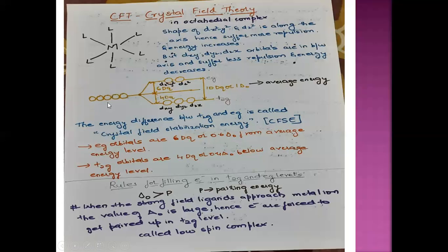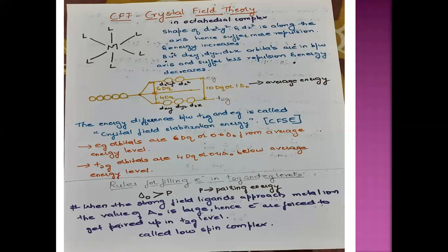So the d orbitals which were degenerate, which were in the same energy level, are now split into two different energy levels. The higher Eg level consists of two d orbitals, that is dx square minus y square and dz square, and the three lower orbitals form the T2g level, that is dxy, dyz and dzx. This splitting is said to be the crystal field splitting, and the difference between the Eg and T2g level is said to be the crystal field stabilization energy. Okay, crystal field stabilization energy.